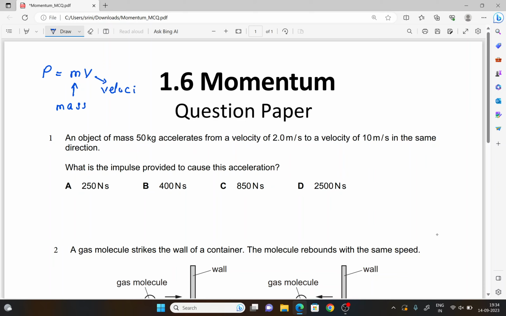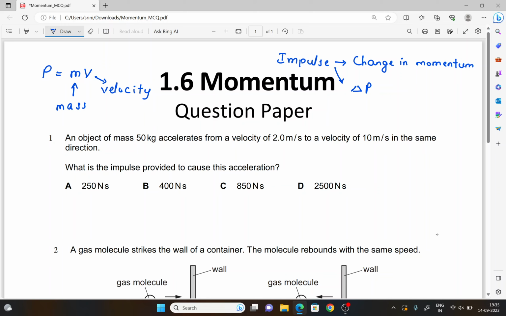Along with it, we also learned one more quantity called change in momentum. Change in momentum is also called impulse. Impulse is change in momentum. Change in momentum is represented by delta P. So that is our impulse.